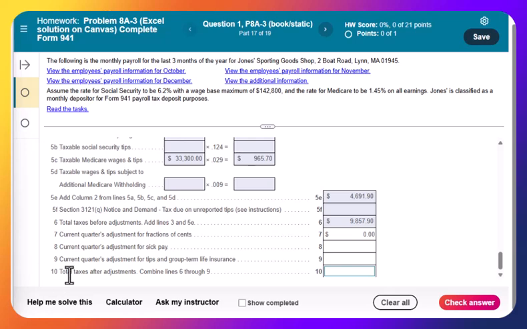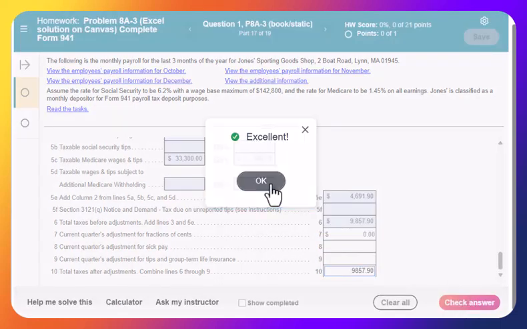So line 10 here says total taxes after adjustments, combine lines 6 through 9. So since we just have this number here for total taxes before adjustments and then nothing to add, we can go ahead and just copy that number over and check our answer. Excellent.